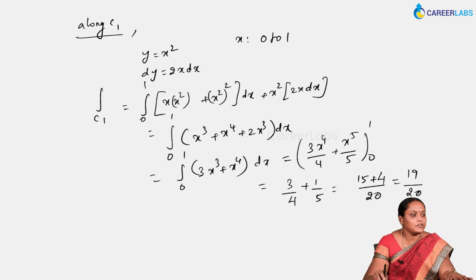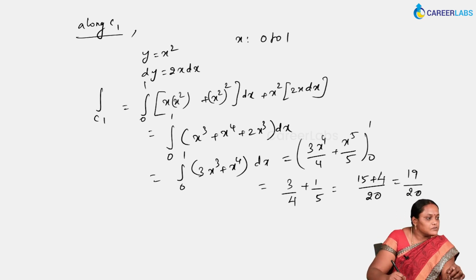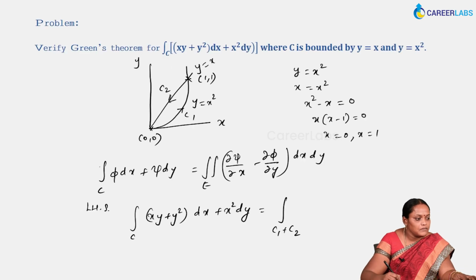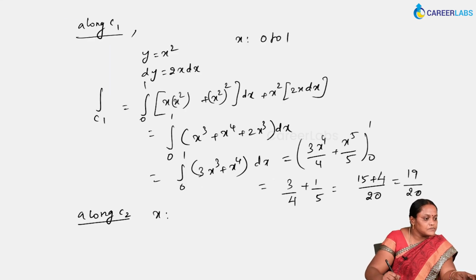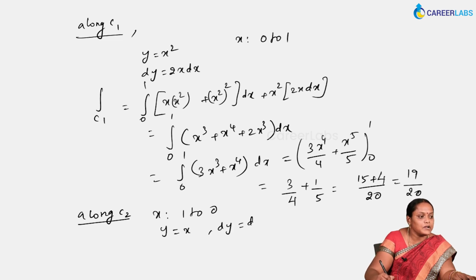In a similar way, we are going to find along C2. So along C2, you can observe that we are travelling in the anti-clockwise direction. So x varies from 1 to 0. And the curve is nothing but y is equal to x, therefore dy is nothing but dx.